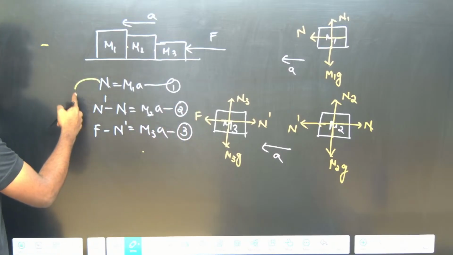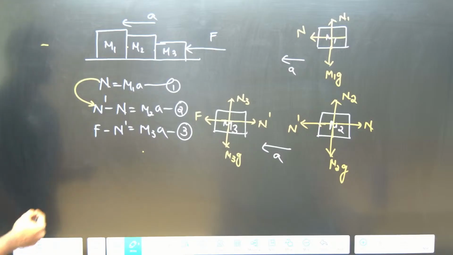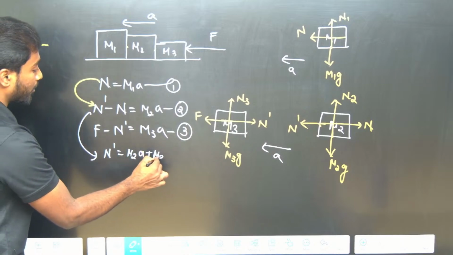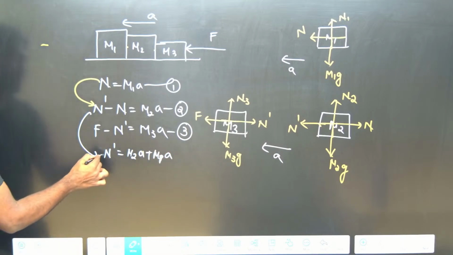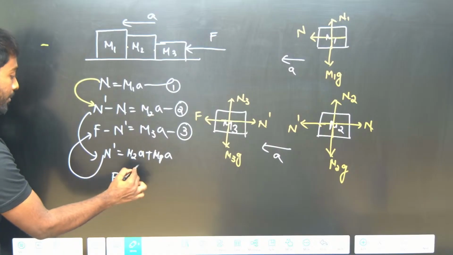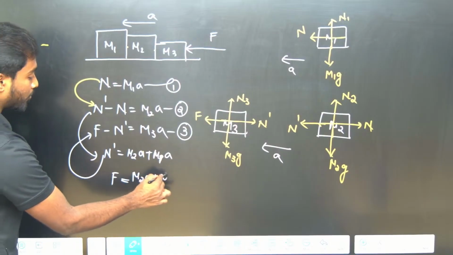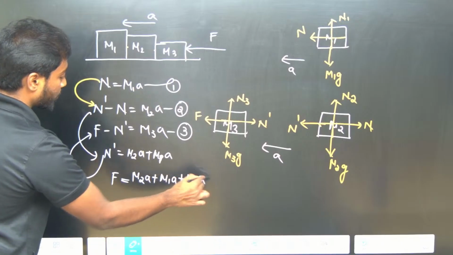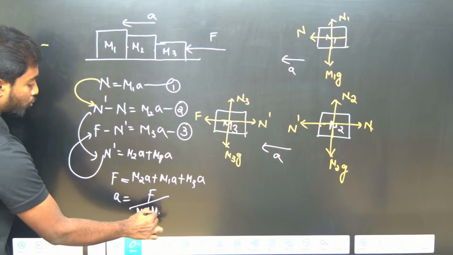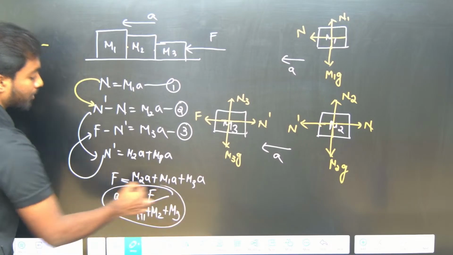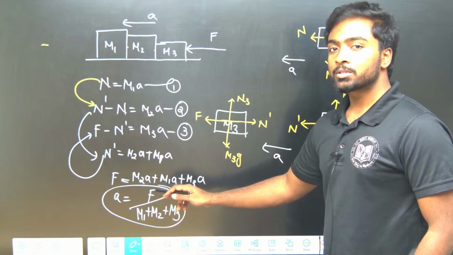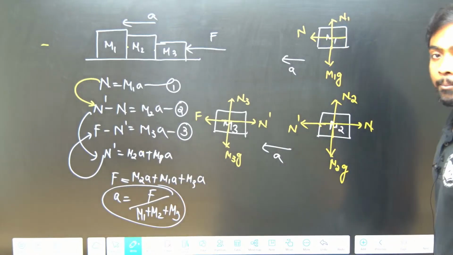If I substitute equation 1 and equation 2, what will happen? Let me write over here. N dash will be equal to m2a plus m1a, right? Let me take this and substitute in equation 3, that is F minus N dash, so F will be equal to m2a plus m1a plus m3a, which is nothing but a equals F divided by m1 plus m2 plus m3. So whenever they ask for an acceleration, we get the equation a equals F by the total mass of the system, right?